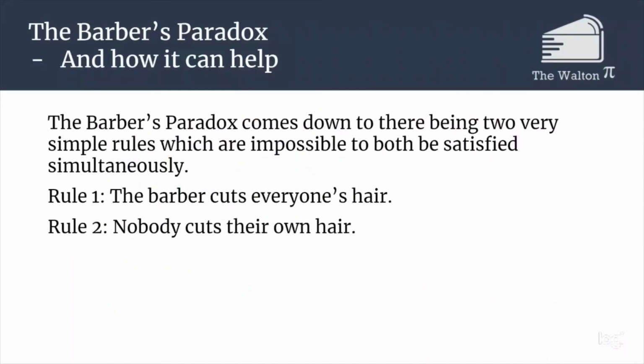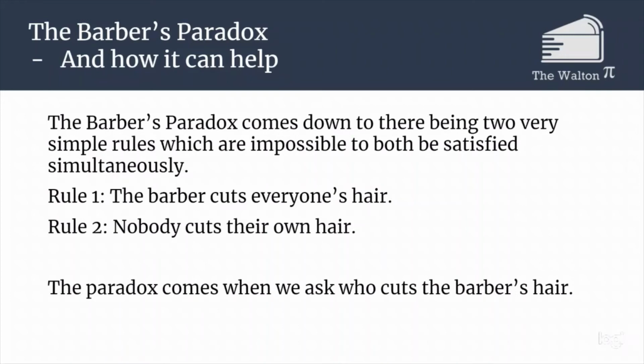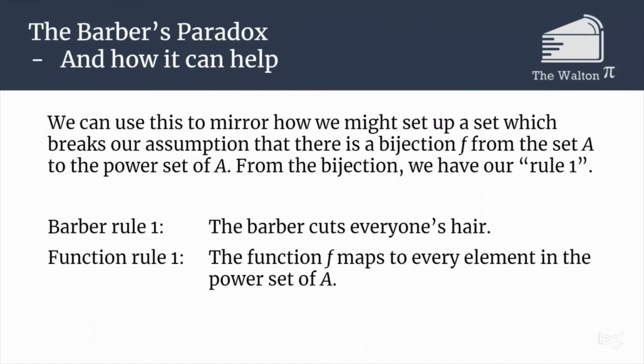So, the barber's paradox comes from these two rules. 1, the barber cuts everyone's hair, and 2, no one cuts their own hair. These two rules are impossible to both be satisfied at the same time, assuming that everyone needs haircuts. We are going to then construct a similar paradox when we are dealing with the power set of A. So, we are going to be mirroring the two rules from the Barber's paradox to then be able to construct a Barber set, or something that is going to be behaving in a similar way to this paradox.